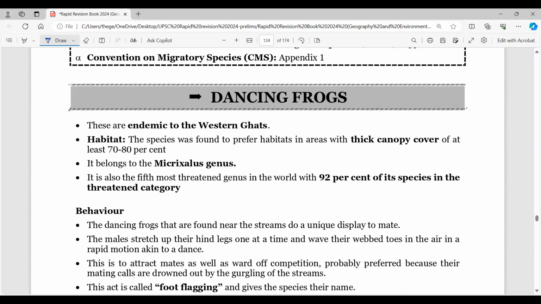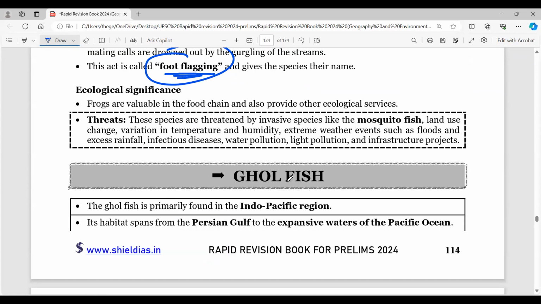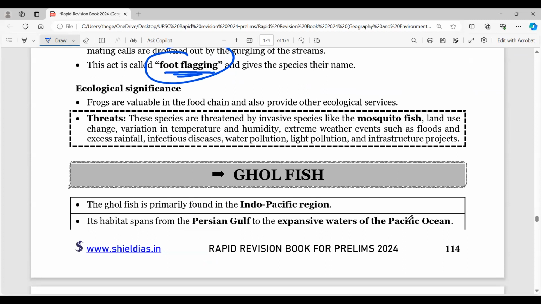Come to dancing frogs, endemic to Western Ghats. So here thick canopy cover is there and these thrive there, right? So this is what is important here, threatened category. As the name tells you, it's a dancing frog because of this foot flagging situation. Now, ecological significance, remember, it's also very important in terms of food chain, ecology, and these species are threatened by invasive species like mosquito fish and others.